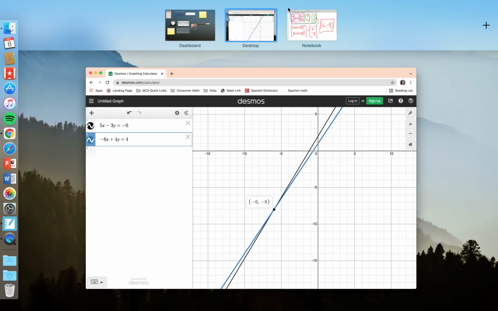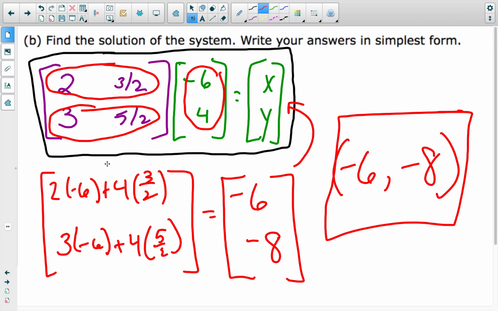All right, kind of confusing, but that is how you can use matrices to solve systems. That's all I got for you. Take a look at your practice. Let me know what questions you have.